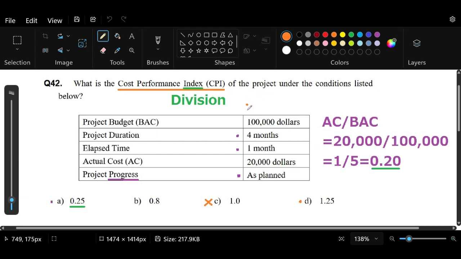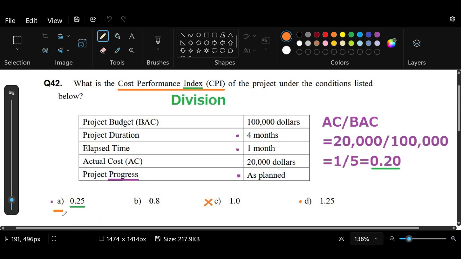Question number 42 of the PhilNITS FE morning portion of the exam. In this question, we are being asked, what is the cost performance index of the project under the conditions listed below? When I read "index," I thought it had something to do with division. Now, my choice was incorrect.